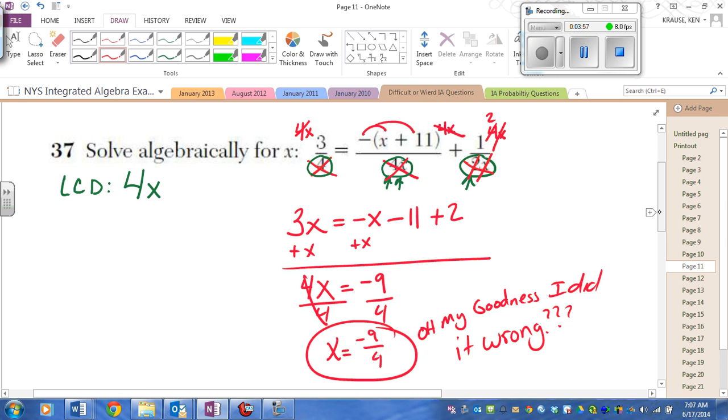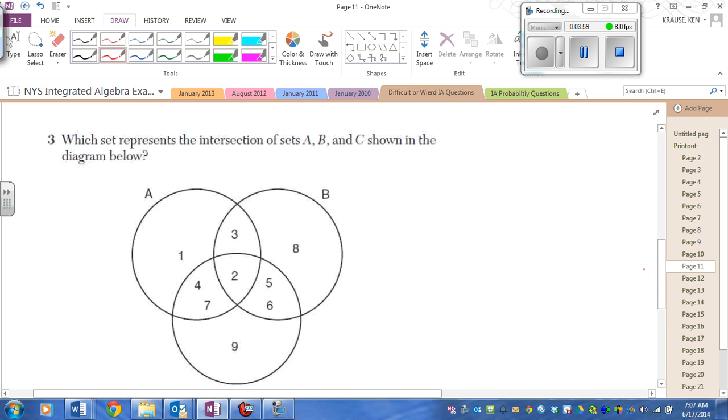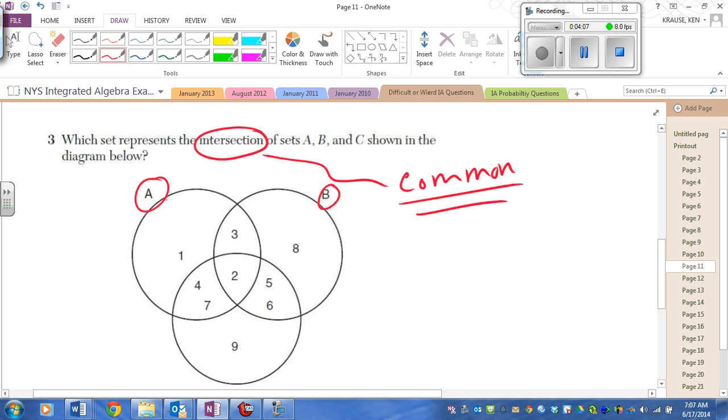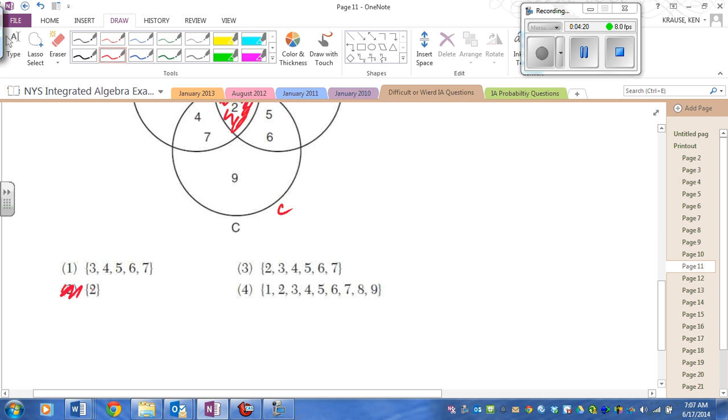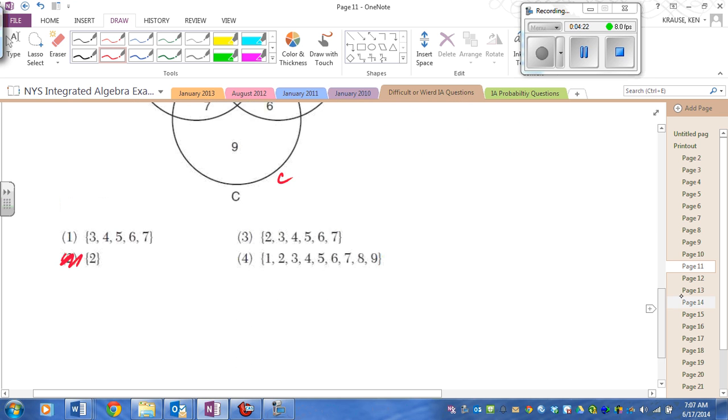Good check. Alright, intersection. The word intersection just means what they have in common. And actually, in this case, it means what all three circles, A, B, and C, I think there's probably a C down here somewhere, have in common. The only thing that all three of them have in common is this center part right here. So the answer is 2. Just 2. Alright, that was pretty easy.